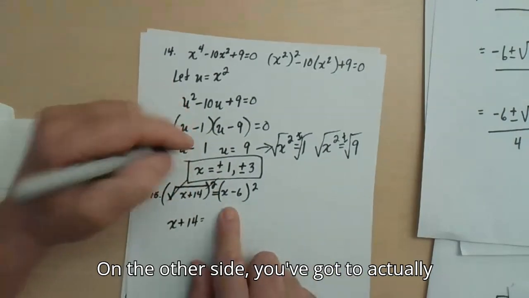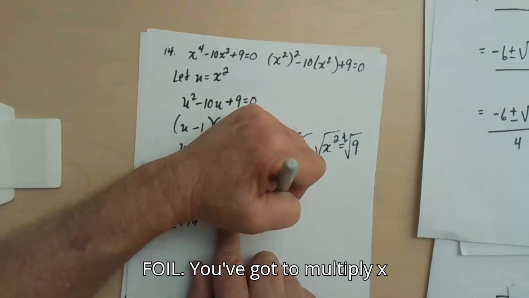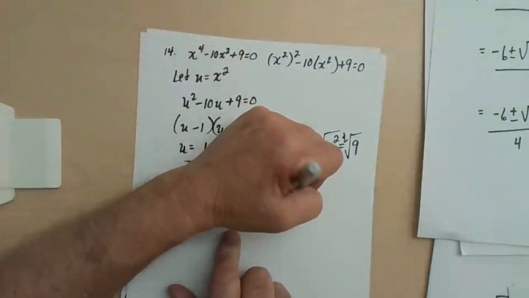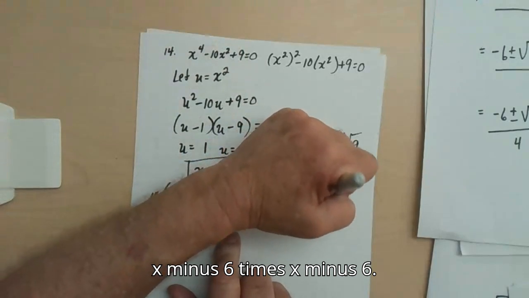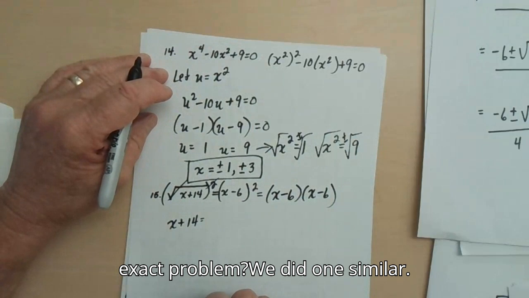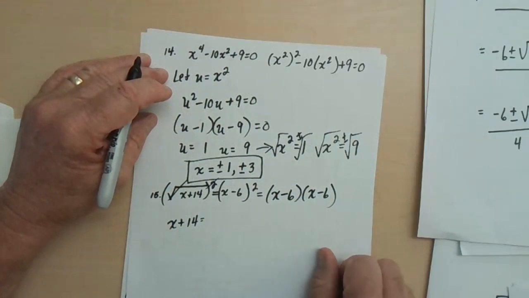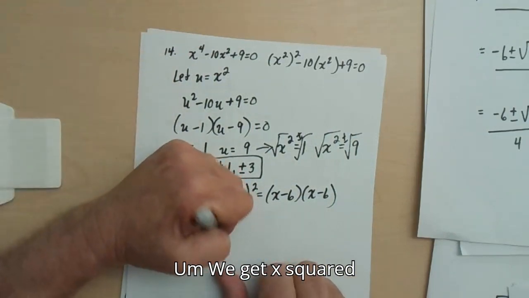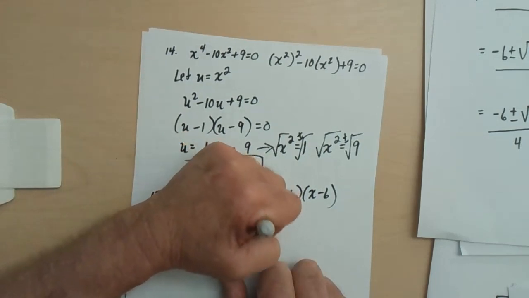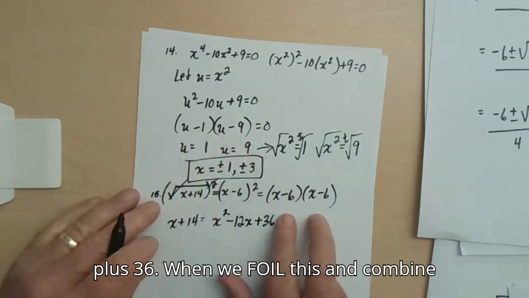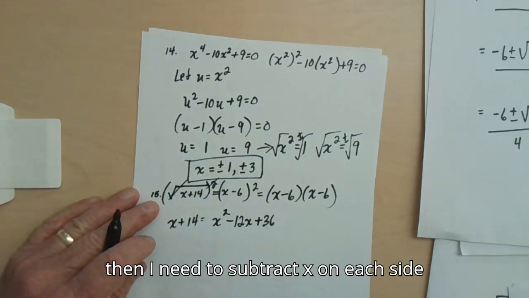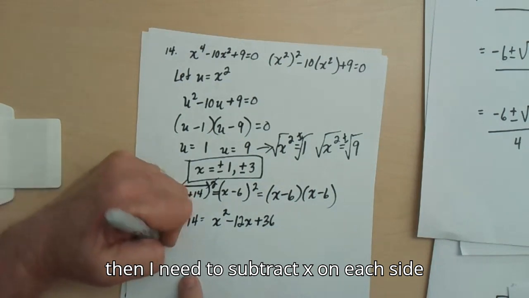On the other side, you've got to actually FOIL. You've got to multiply x minus 6 times itself. So x minus 6 times x minus 6. Wow, did we do this exact problem? Did one similar. We get x squared minus 12x plus 36 when we FOIL this and combine like terms. And then I need to subtract x on each side.